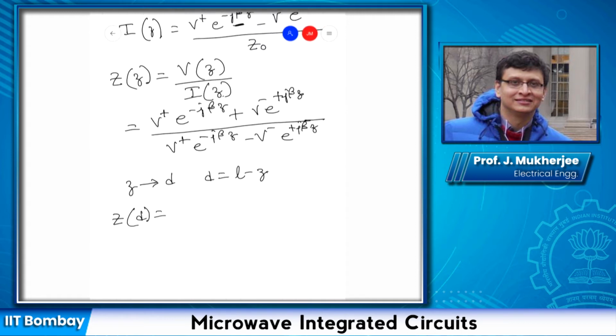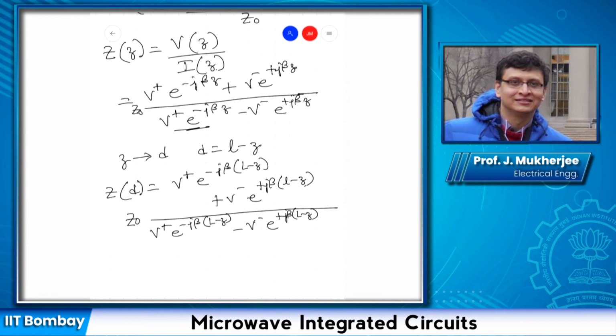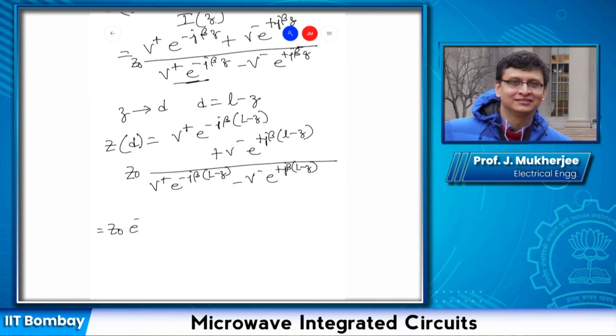So I have Z of d is equal to V plus e raised to minus j beta (L minus z) plus V minus e raised to plus j beta (L minus z) upon V plus, there will be a Z0 here also, because this represents the current. There is a Z0 below this. So we have d.